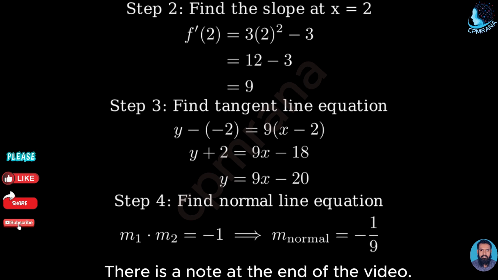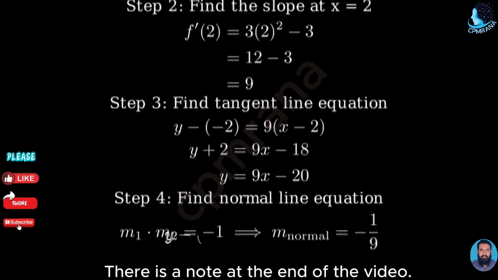Using point-slope form again with slope negative 1/9, and our point (2, -2), we get y plus 2 equals negative 1/9 times x minus 2. Simplifying, we get y equals negative 1/9 x minus 14/9.